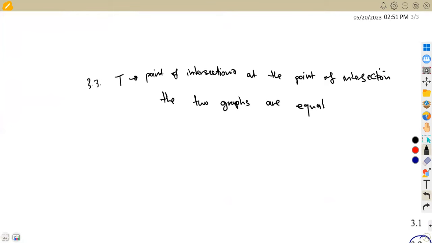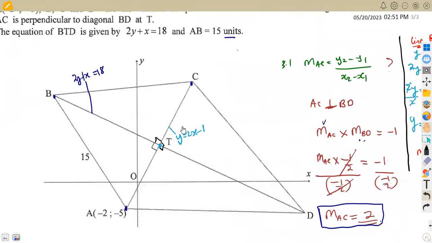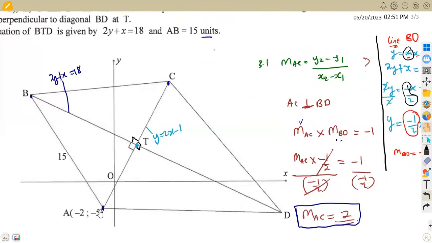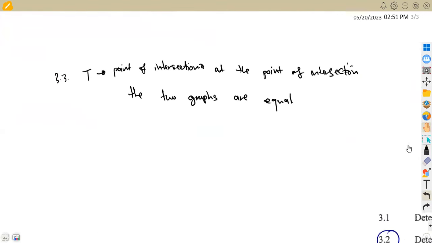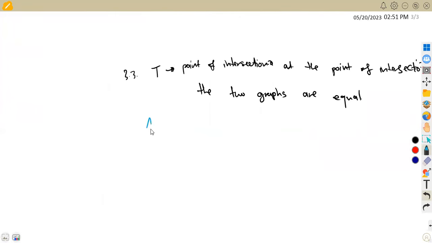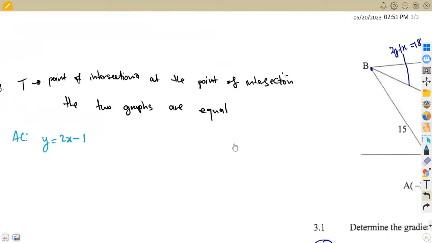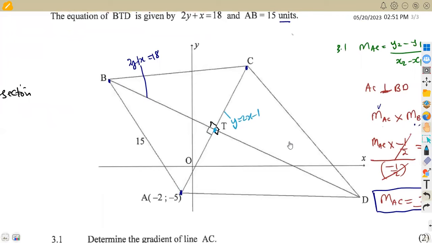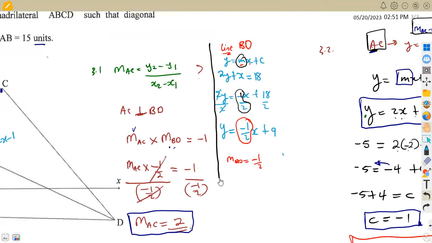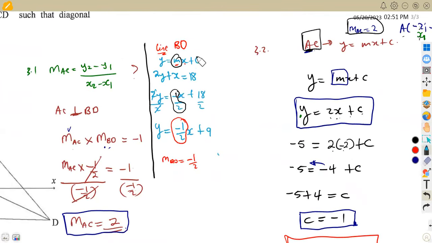So meaning to say, we have got two lines, the line BD and the line AC. From line AC, our equation is y is equal to 2x minus 1. Then we talk about the line BD where we are given our equation. But remember, we wrote the equation of BD in the gradient intercept form here. This was our line BD. This is up to this part where we wrote our equation as minus 2x plus 9.